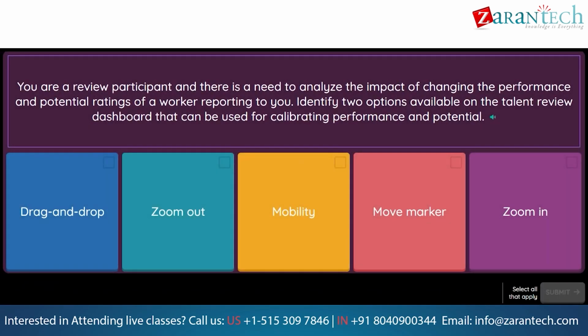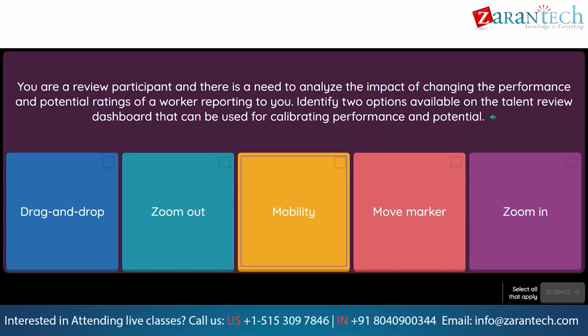Question: You are a review participant and there is a need to analyze the impact of changing the performance and potential ratings of a worker reporting to you. Identify 2 options available on the talent review dashboard that can be used for calibrating performance and potential. Option 1: Drag and drop. Option 2: Zoom out. Option 3: Mobility. Option 4: Move marker. Option 5: Zoom in.